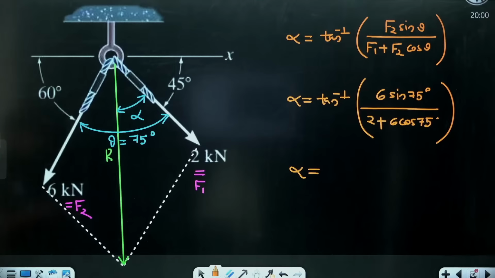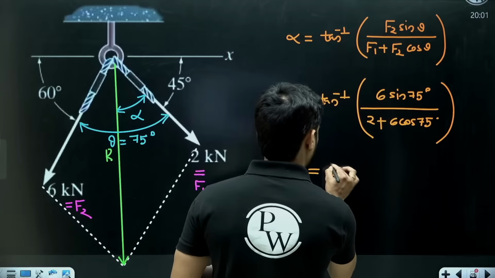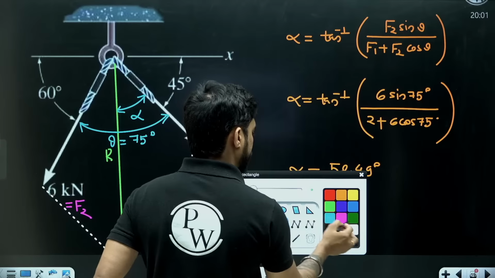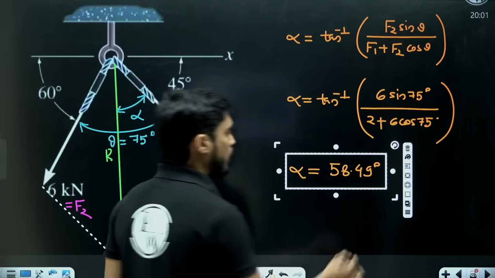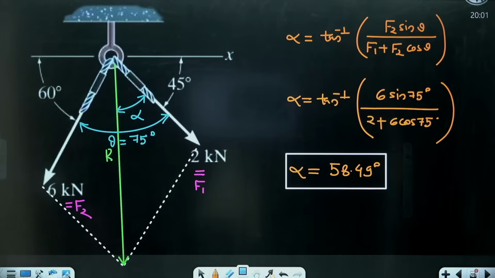So how much are you getting? 6 sine 75 divided by 2 plus 6 cos 75. How much are you getting? 58.49 degree. Are you getting this much?